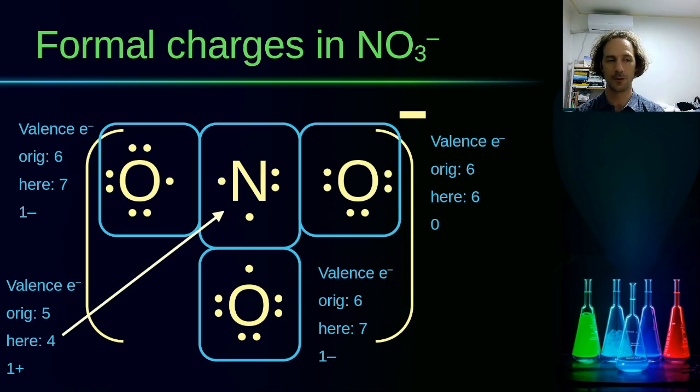And if you add up all the formal charges of the atoms, which is -1, +1, -1, and 0, you end up with -1, and you should always end up with the charge of the polyatomic ion. So if you are in a molecule, you should always end up with 0 when you add up the formal charges. If you are in a polyatomic ion, you will end up with the charge of the polyatomic ion.